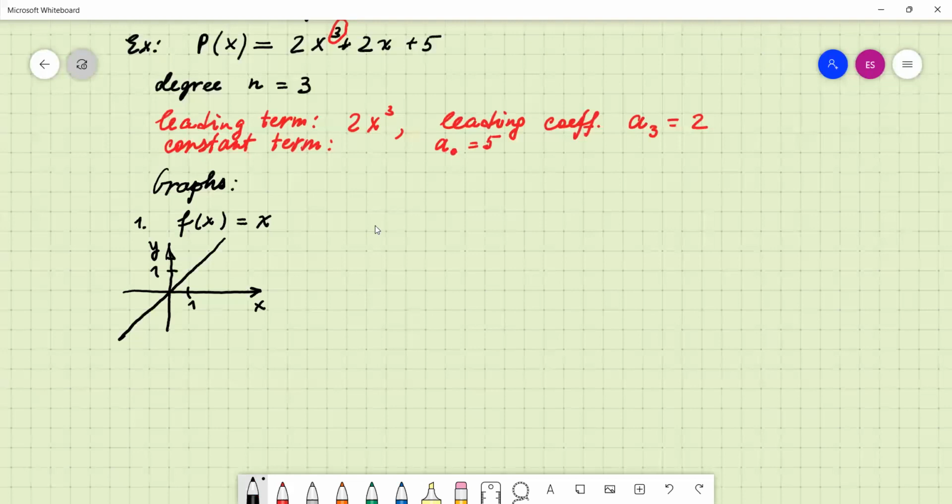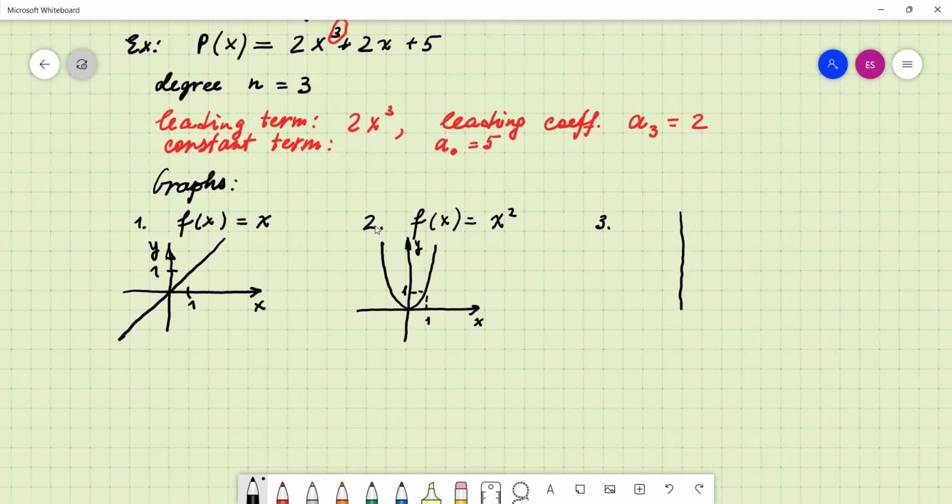Number 2, f of x equals x squared. Well, we know that it's going to graph a parabola, something like this. 1, 1. That's a polynomial of second degree. The leading term is x squared, and the leading coefficient is equal to 1, right? I'm going to do just very, very basic graphs. We are going to learn how to graph something more complicated a little bit later.